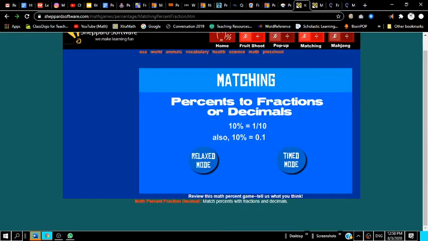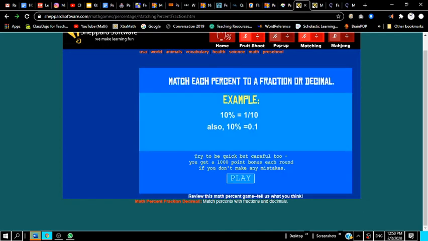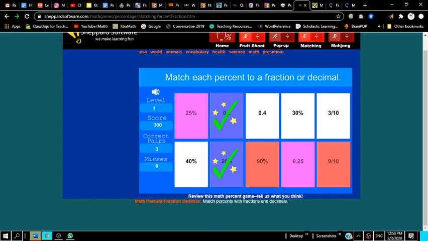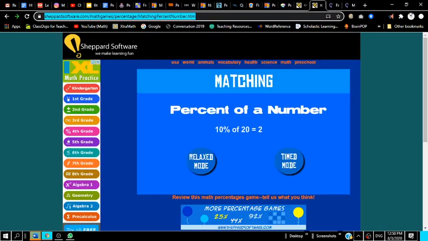Here's another one. Matching percents to fractions or decimals. Let's go relaxed mode. Play. All right, so match the percent to the fraction or decimal. 25% is the same thing as 0.25. 9/10 is the same as 90%. 20% is the same as 0.2. 4/10 is the same as 40%, and 30% is the same as 0.3. So there you go. That's an example.